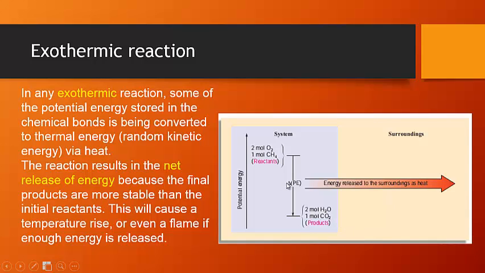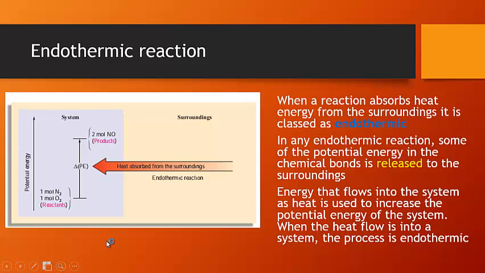And that's really because the reactants have a higher potential energy than the products. The example we've got here is methane. So this is combustion of methane, which is always an exothermic process. An endothermic process is the opposite. So it's when a reaction absorbs heat from the surroundings. And in this case, it's when the reactants have a lower potential energy than the products. The reaction here is nitrogen and oxygen forming nitric oxide, which is an endothermic process.